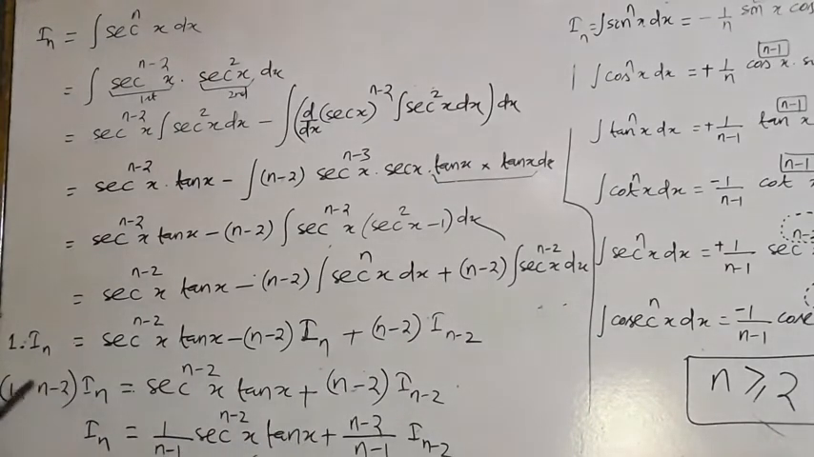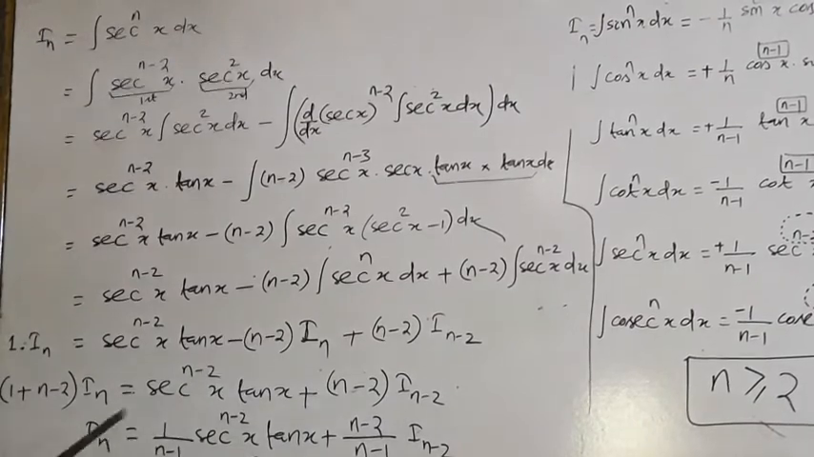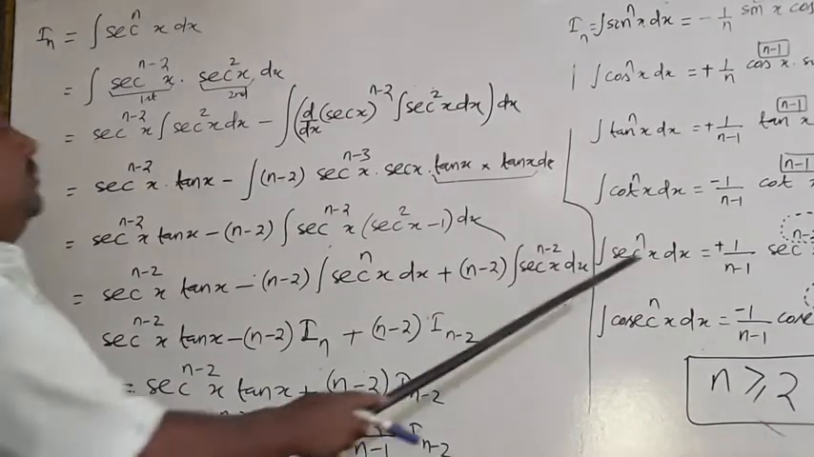Now it is n minus 1 In. So what is In? Dividing by n minus 1, In is 1 by n minus 1 sec power n minus 2 tan x plus n minus 2 by n minus 1 I n minus 2. And here it is your answer. Okay.